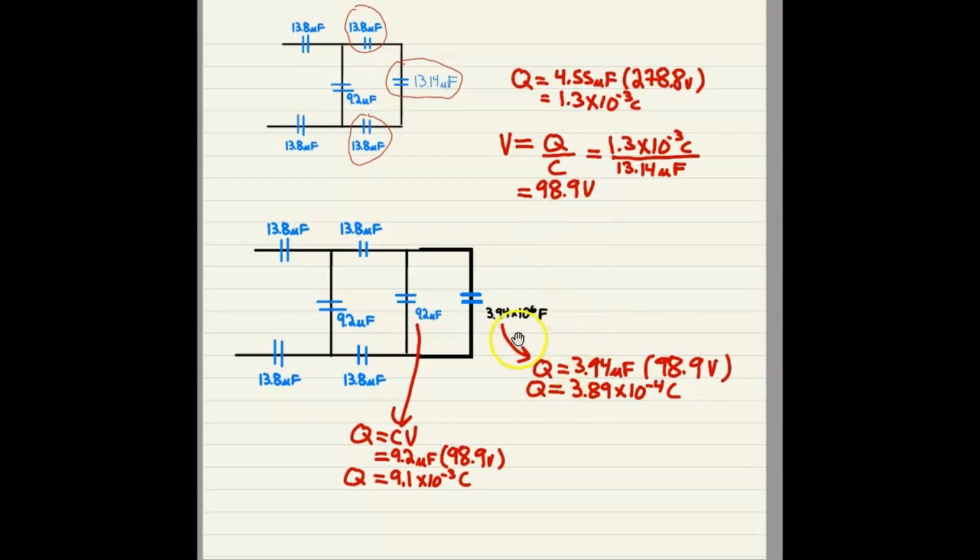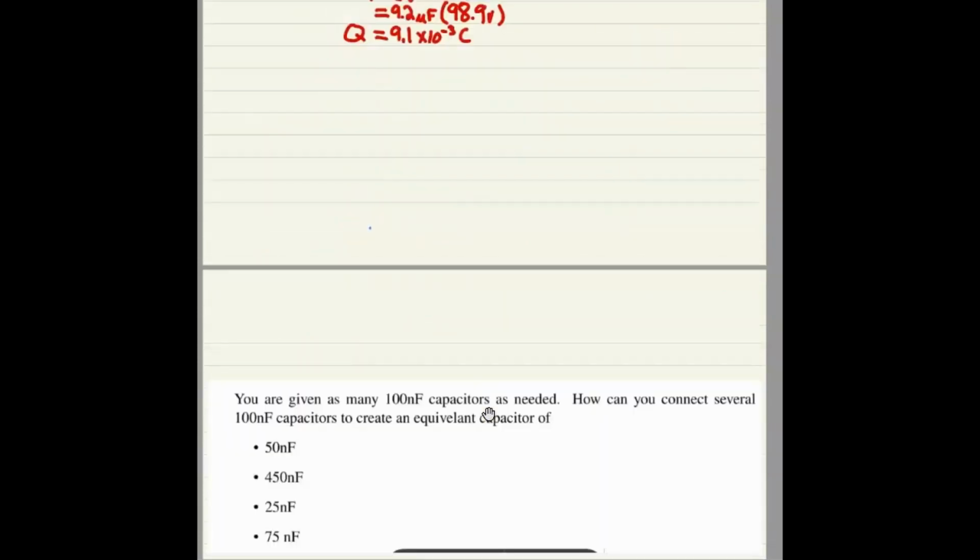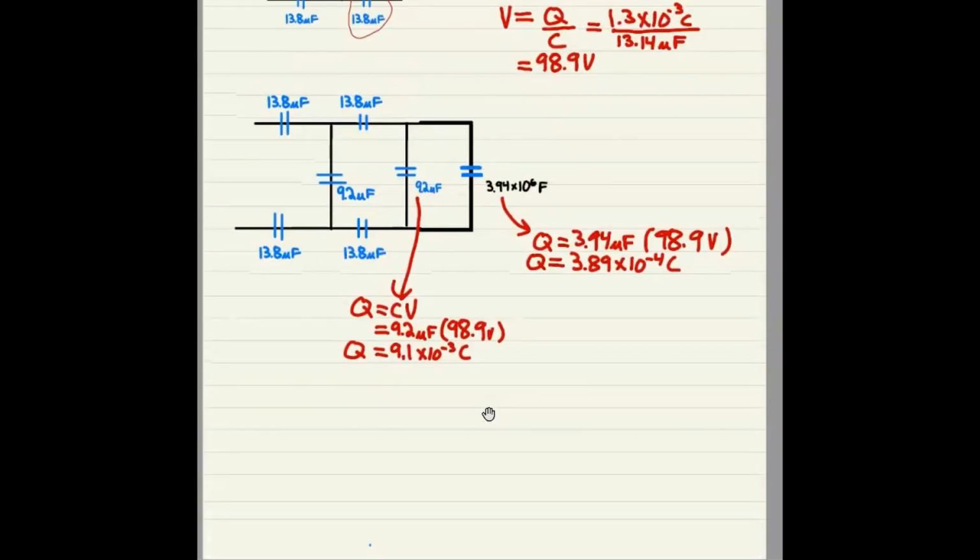Therefore, the charge on this capacitor is C times V. I know the C value and I know the V value. The charge is 3.89 times 10 to the negative 4 coulombs. On this capacitor, Q equals CV, and I know the C and the V, and the charge on this is 9.1 millicoulombs. Milli is 10 to the negative 3. And that's the answer to the problem.